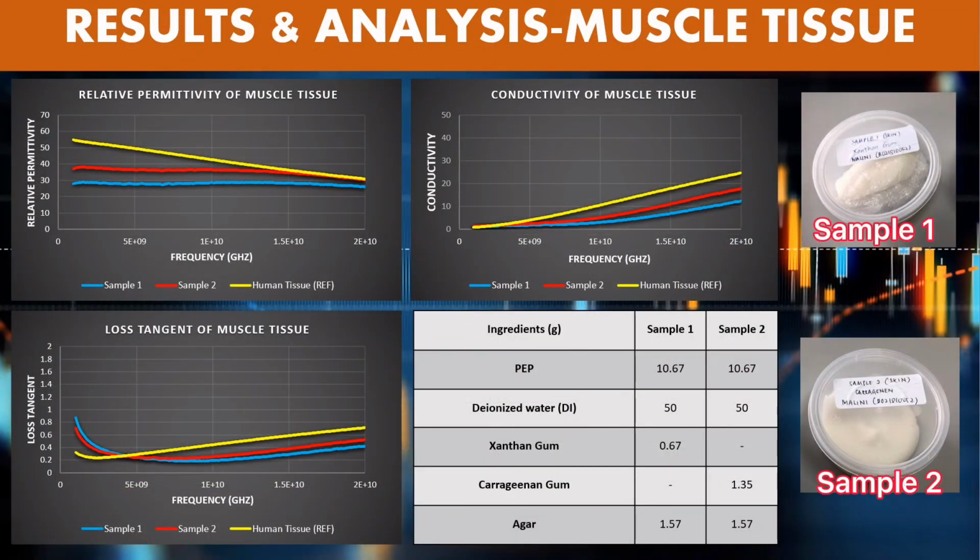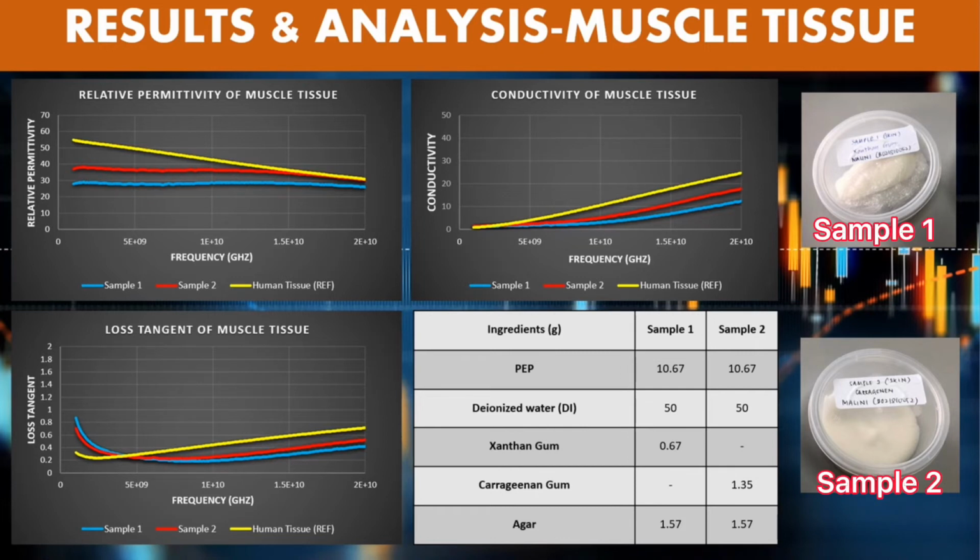Last but not least, by looking at the graph for the relative permittivity of muscle tissue, it shows close to perfect for sample 2 and sample 1 is quite low. Therefore, there is room for improvement by adding more deionized water to increase the relative permittivity.